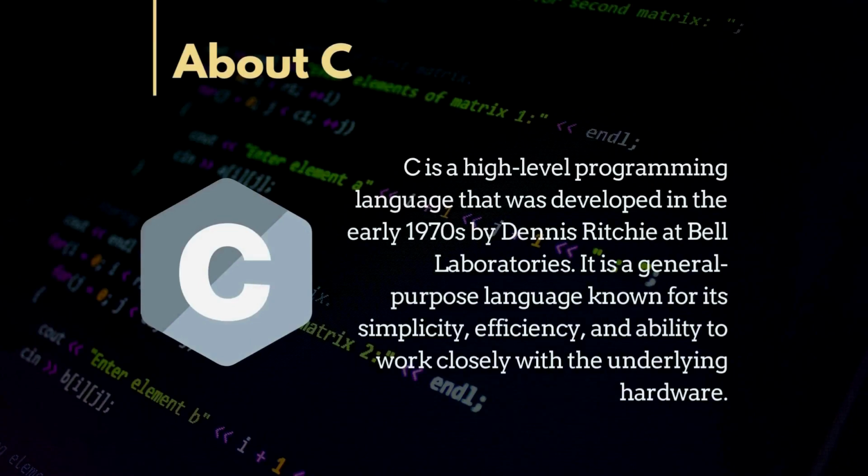C is a powerful and popular programming language that has been around for several decades. It was developed by Dennis Ritchie at Bell Laboratories in the 1970s. C has also been widely used in the development of operating systems, embedded systems, and applications that require high performance and efficiency.